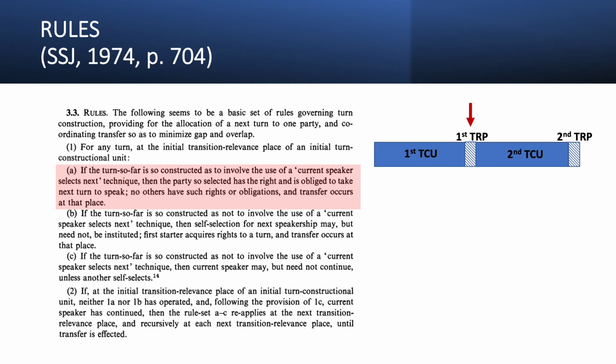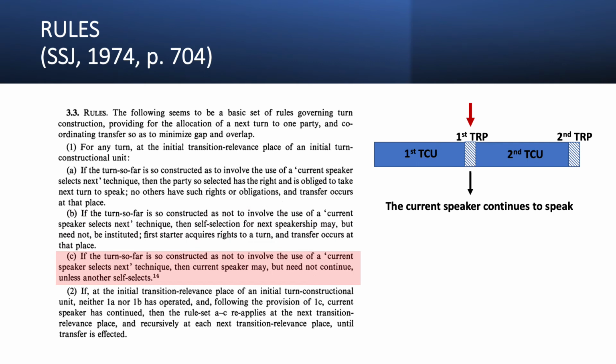Rule 1A, if the current speaker selects a next speaker, then the selected next speaker starts talking at the first TRP. Then Rule 1B, if the next speaker is not selected, then anyone can take the floor at the first TRP. The point here is when a TRP takes place, a speaker change may also take place. Then Rule 1C. The current speaker may continue to speak passing through the first TRP. Noting here, a turn has yet to be materialized if the current speaker continues to speak passing the first TRP.